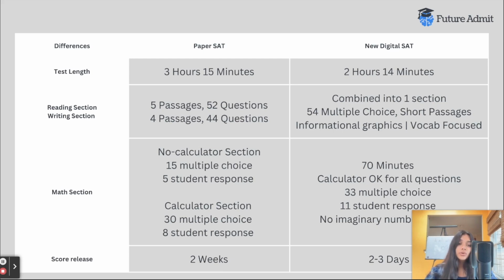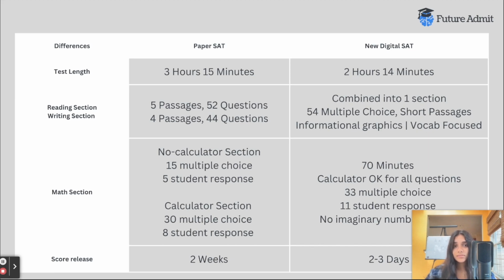Now, with the new digital SAT, the math section is only 70 minutes long, and you can use the calculator for the entire section. All right. Now, there's 33 multiple choice questions and 11 student responses. And one of the most exciting things about this test for the math section, for at least a few students who did not like imaginary number questions, is that there will be no imaginary number questions on this new exam.